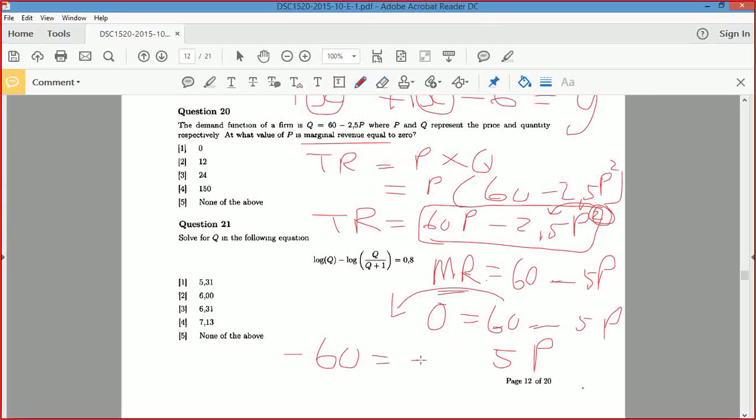So it's going to be minus 60 divided by 5 gives you minus 12. That's the right answer. Yeah, that's the right one. Okay. Happy with this one? Happy?